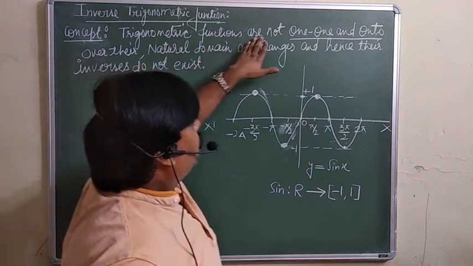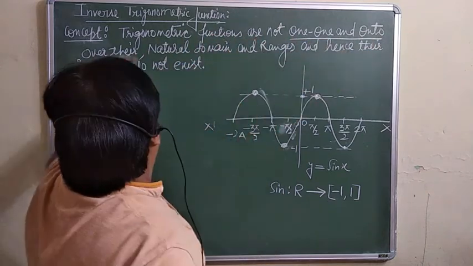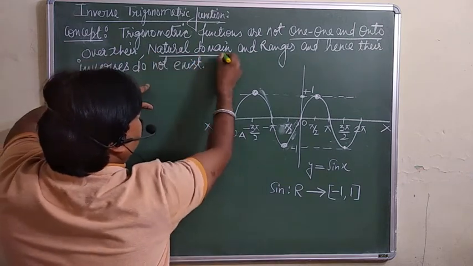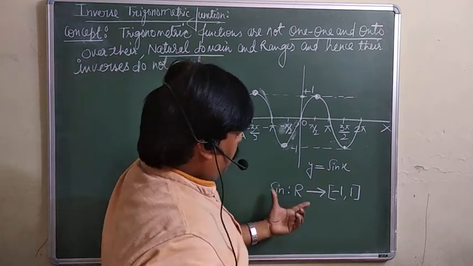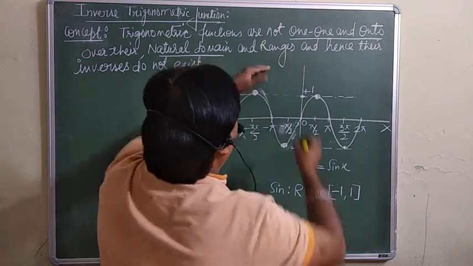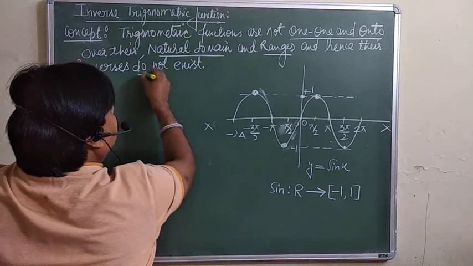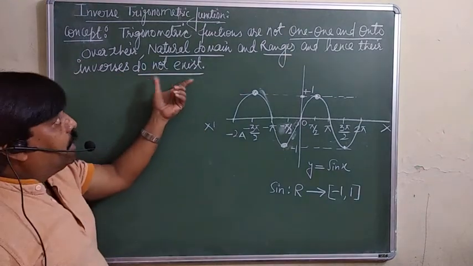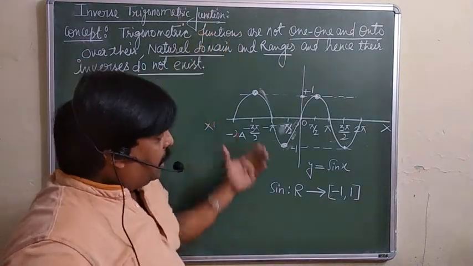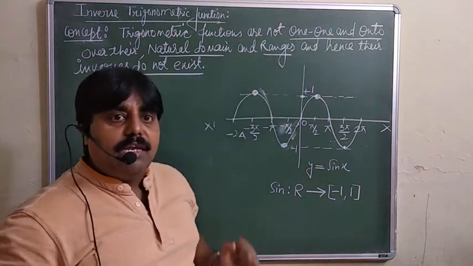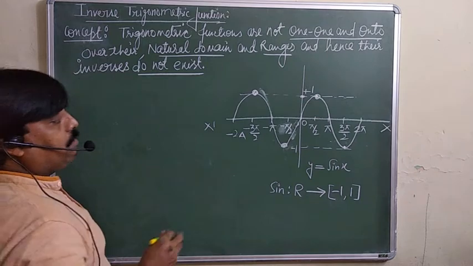The trigonometric functions are not one-one and onto over their natural domain. In a particular domain, they are not one-one and onto, and hence their inverse does not exist. So inverses do not exist for any trigonometric functions. Even if the function is not one-one and onto, we are taking the sine inverse. So we want to understand what exactly we are going to do here.